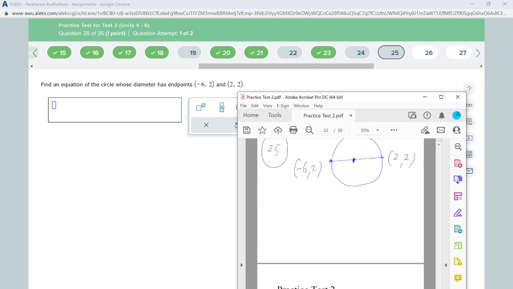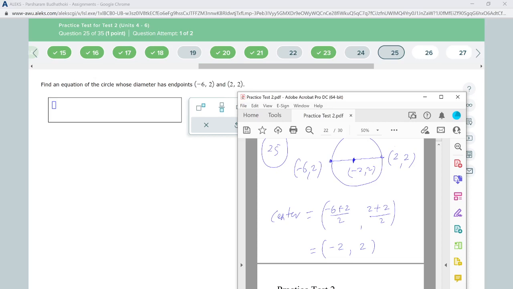Center is the midpoint, and you can use the midpoint formula, which is the sum of the x coordinates, -6 plus 2, divided by 2. That's the midpoint formula. And then the sum of the y coordinates, which is 2 and 2, divided by 2. That is the center of your circle. So -6 plus 2 is -4, divided by 2 is -2, and then 2 plus 2 divided by 2 is 2. So the center is -2, 2. That's the center of the circle.